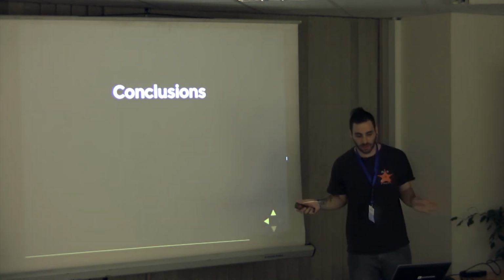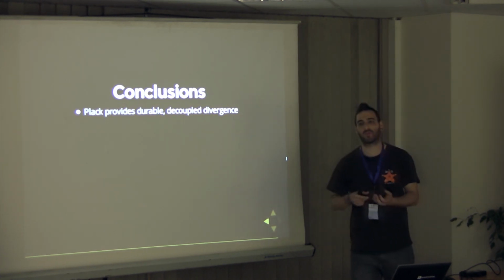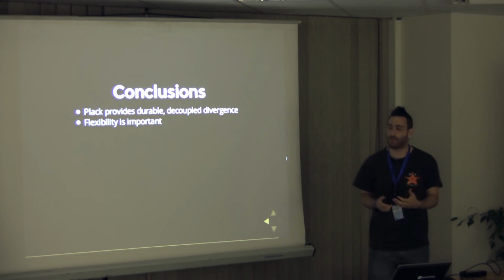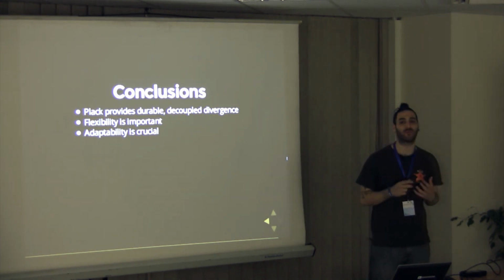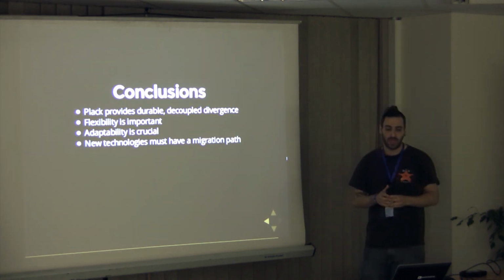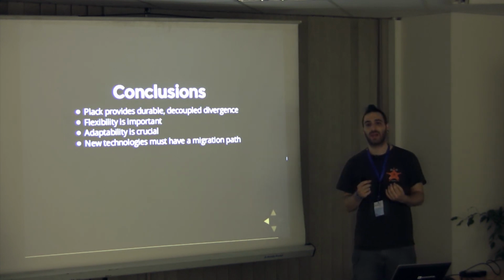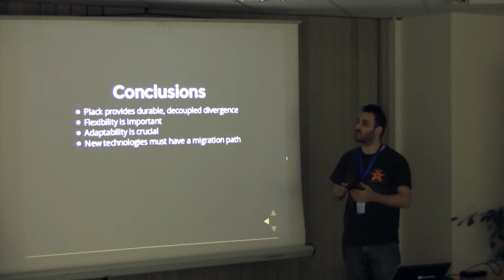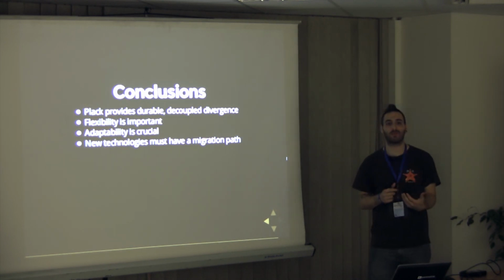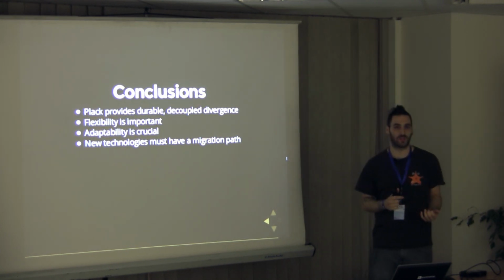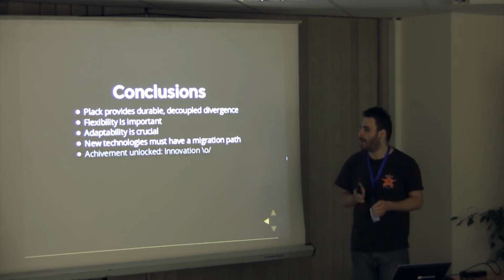Very nice. So, the conclusions, I'm going to end with this. Plack provides us with a durable, decoupled divergence, which allows us to be flexible and adaptable to new technologies, which is very, very important for every big company. Now, new technologies must have a migration path. If they're not able to allow you to easily migrate, or they're not flexible and adaptable, then you won't be able to use new technologies. So this is very important, and I'm just showcasing this with Plack and with Booking.